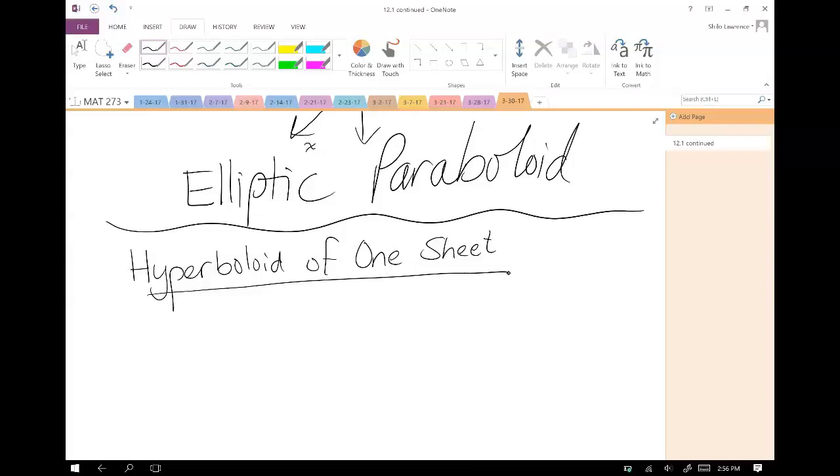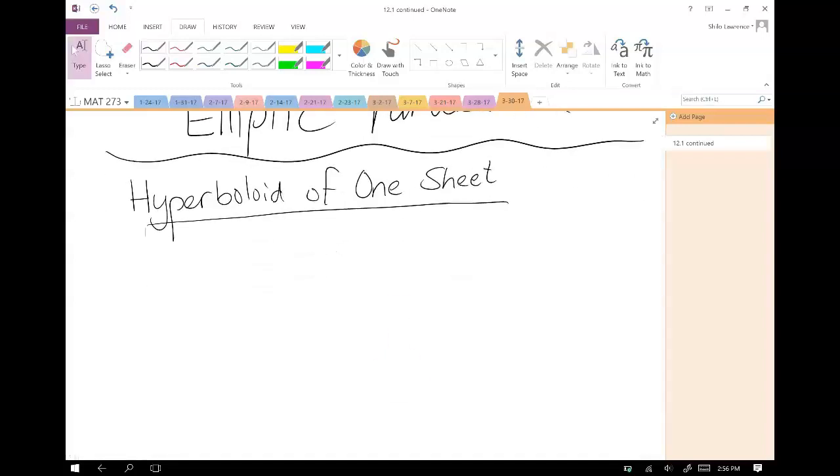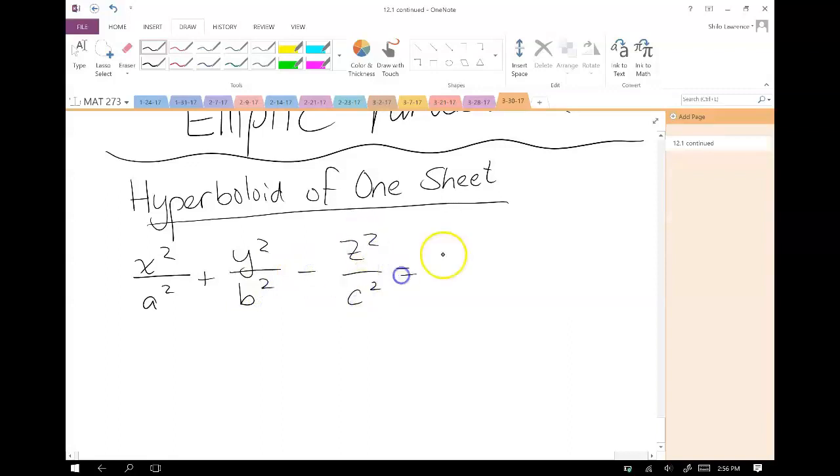All right, for a hyperboloid of one sheet, the equation, or one possibility for the equation, if we move around where this subtraction is, it will just change the orientation of the graph, which direction it's opening in. So we'll get a little review of hyperbolas as we do this. X squared over a squared plus y squared over b squared minus z squared over c squared equals 1.